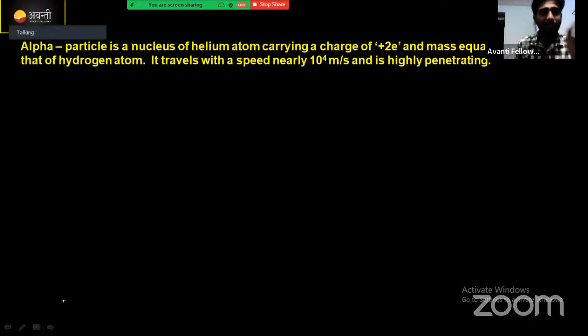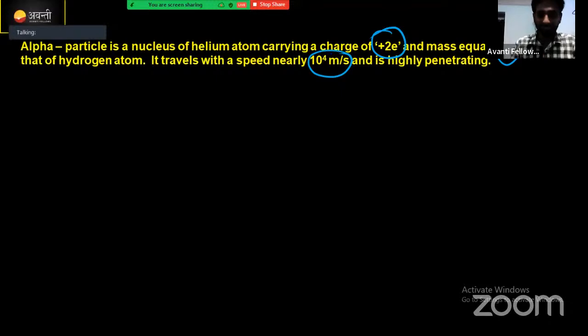Look here: alpha particle, nucleus of a helium atom, carrying a charge of 2e, I told you that, and mass equal to 4 times that of the hydrogen atom, and it travels with a speed of nearly 10 to the power of 4 meter per second. Please note three things, guys. Alpha particle: its charge is 2 electron charges, its mass is 4 times the hydrogen atom, which is nothing but 4 atomic units, and it is traveling with a speed of 10 to the power of 4 meter per second. That's why we are taking alpha particles here.